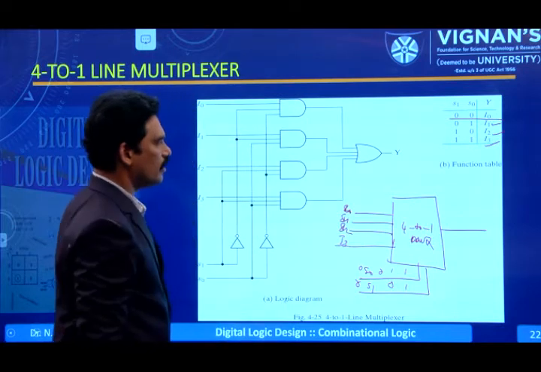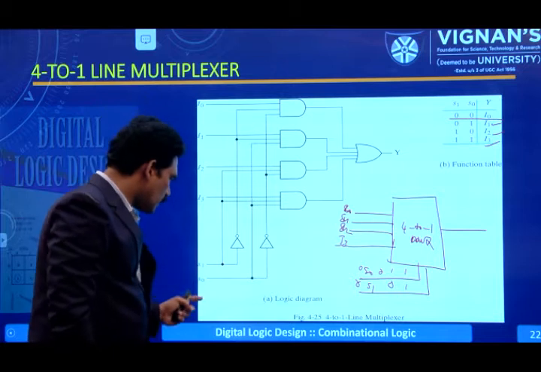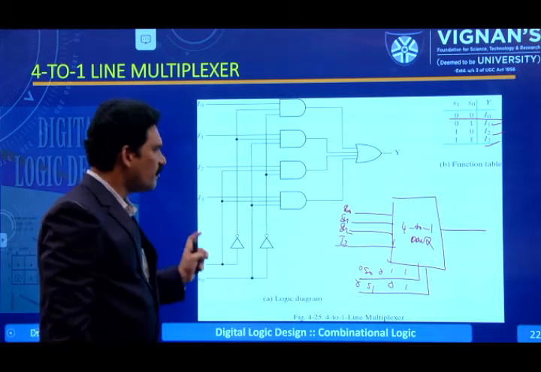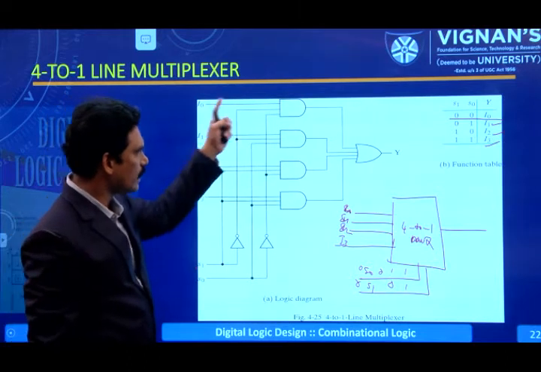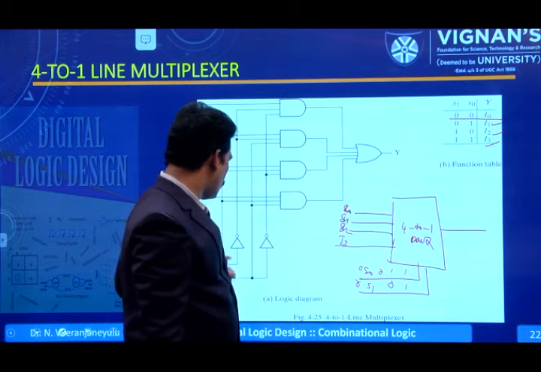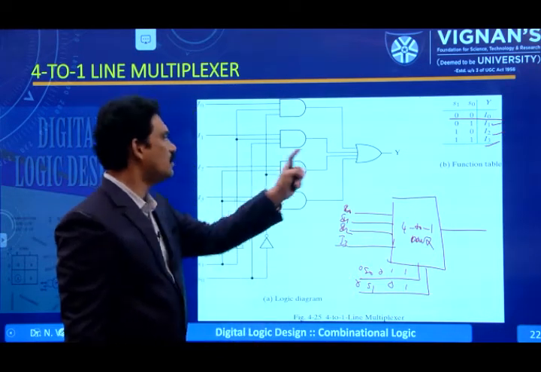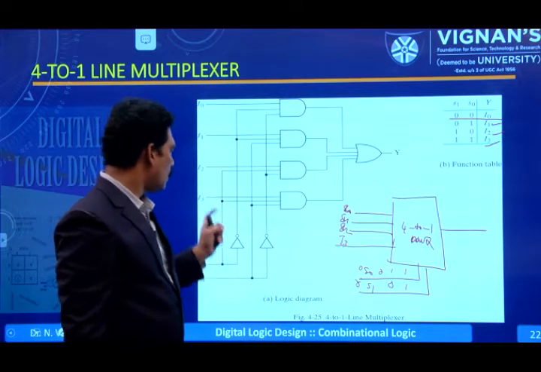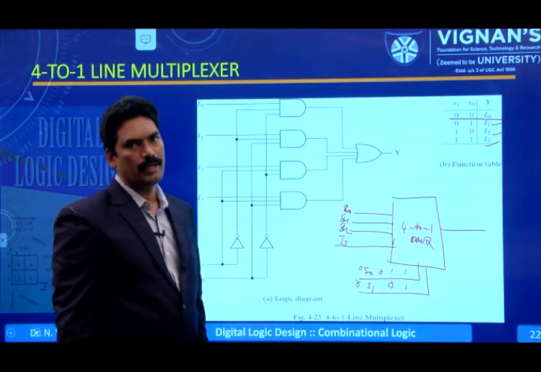This is the logic diagram for it. These are I0, I1, I2, I3, with two selection lines S0 and S1. If S0 and S1 are 0 0, it takes only I0, and the output is I0. If it is 0 1, then I1 is the output. If it is 1 0, I2 is the output, and if it is 1 1, I3 is the output. This is about the 4 to 1 line multiplexer.